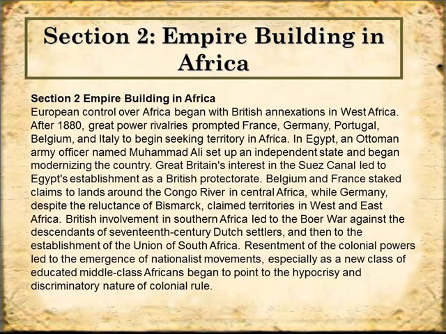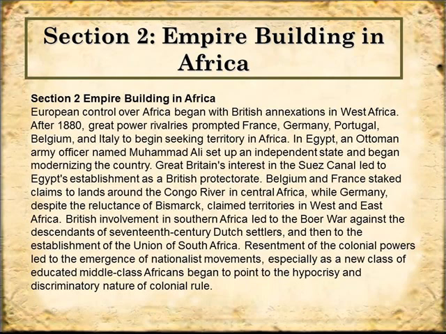modernizing the country. Great Britain's interest in the Suez Canal, which is located just east of Egypt, led to Egypt's establishment as a British protectorate. Belgium and France staked claims to lands around the Congo River in Central Africa, while Germany, despite the reluctance of Bismarck, claimed territories in West and East Africa. British involvement in southern Africa led to the Boer War against the descendants of the 17th century Dutch settlers, also known as Afrikaners, and then to the establishment of the Union of South Africa.